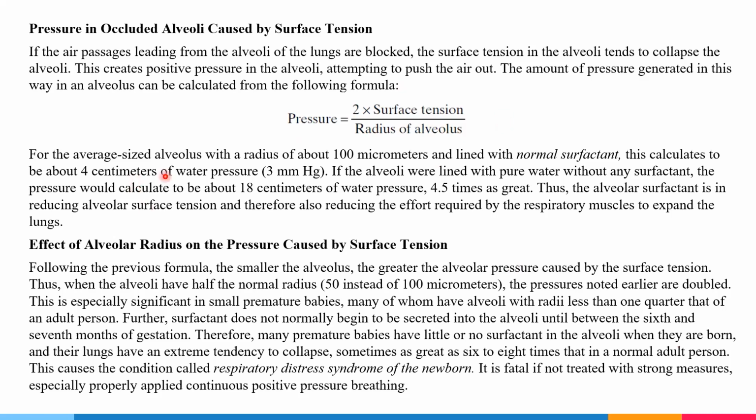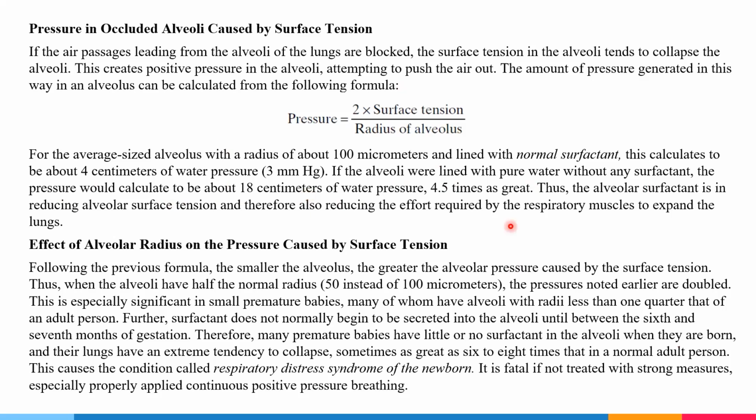For the average sized alveolus with a radius of about 200 micrometers and lined with normal surfactant, this calculates to be about 4 centimeters of water pressure, which is around 3 millimeters of mercury. If the alveoli were lined with pure water without any surfactant at all, the pressure would calculate to about 18 centimeters of water, that is 4.5 times greater than the normal amount.